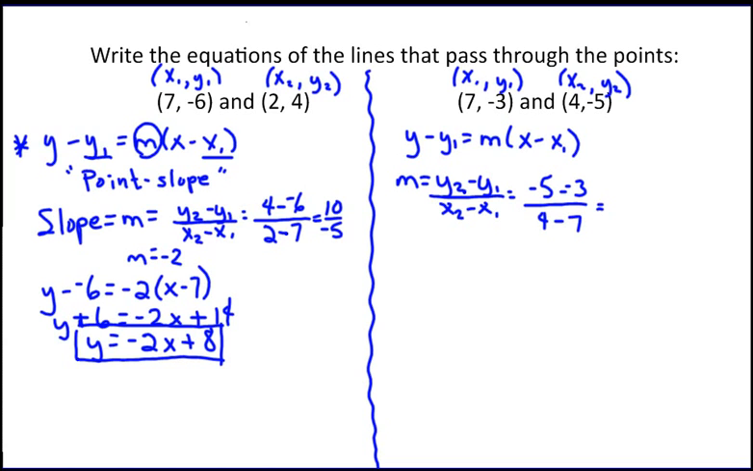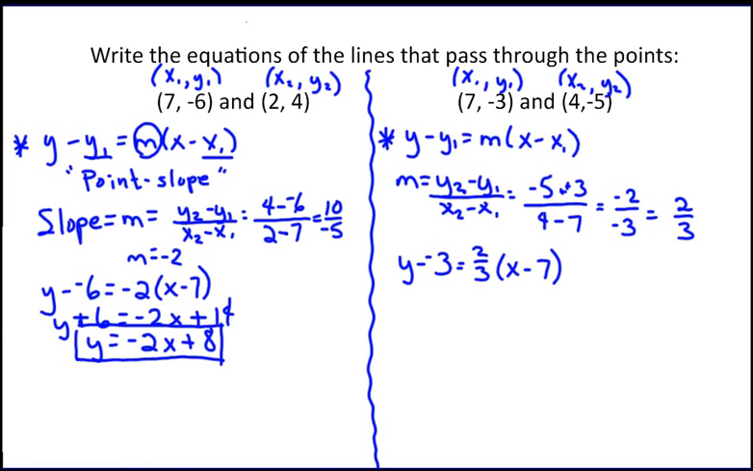So on the top I have negative 5 minus negative 3, which is negative 5 plus a positive 3, or negative 2, and in the denominator I have 4 minus 7, which is negative 3, giving us a slope of 2/3. Alright, let's plug everything into the formula. We'll have y minus y1, which is negative 3, is equal to the slope that we just discovered, times x minus x1, which is listed as 7.